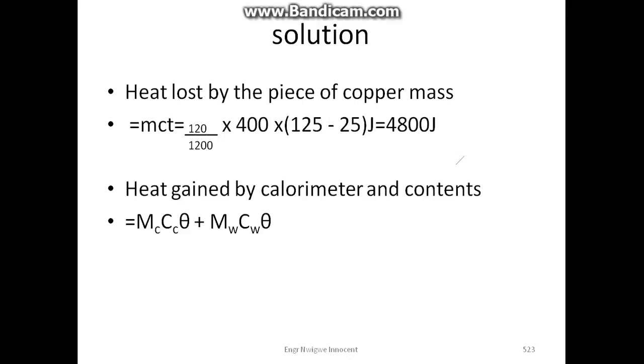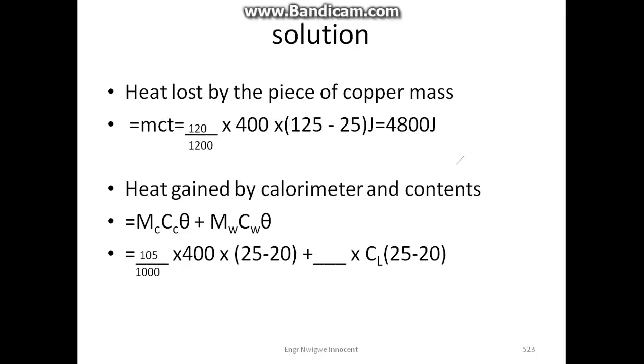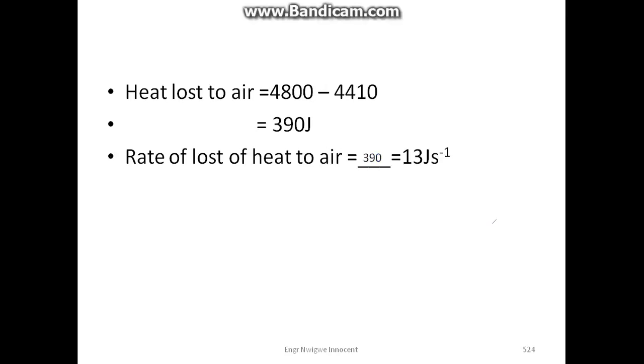Heat gained by calorimeter and content is equal to mc θ plus mw cw θ, which is 105 over 1000 times 400 times (25 minus 20) plus 200 over 1000 times 4200 times (25 minus 20), which is equal to 4410 joules. Heat loss to air is equal to 4800 minus 4410, which is equal to 390 joule. Rate of loss of heat to air is equal to 390 over 30, which is equal to 13 joules per second.